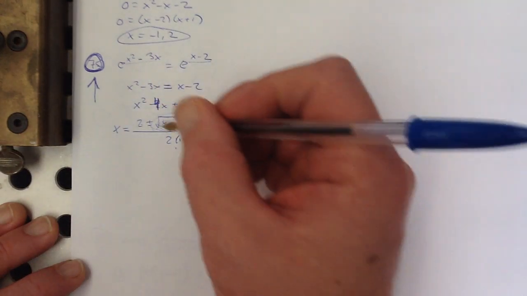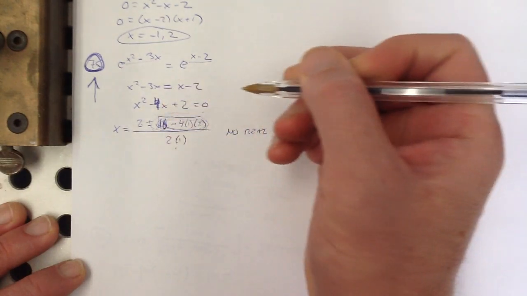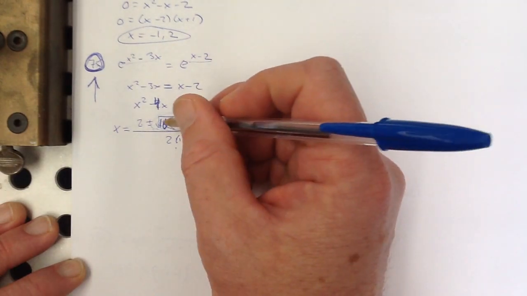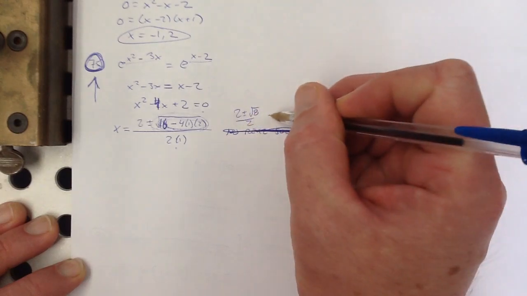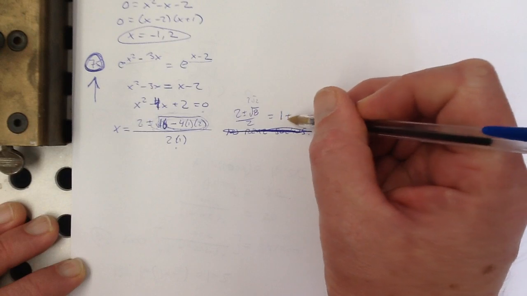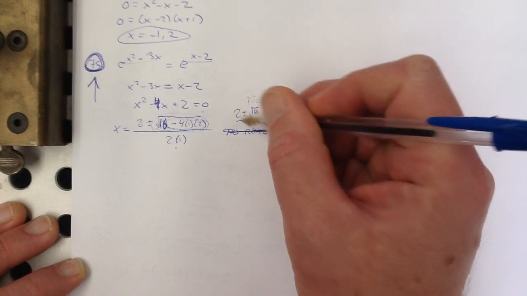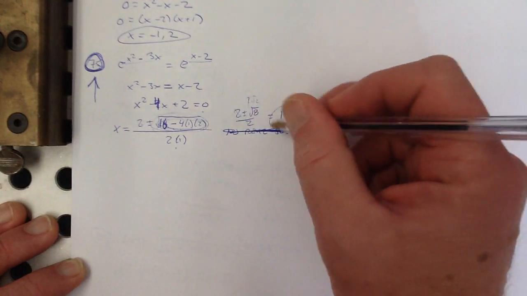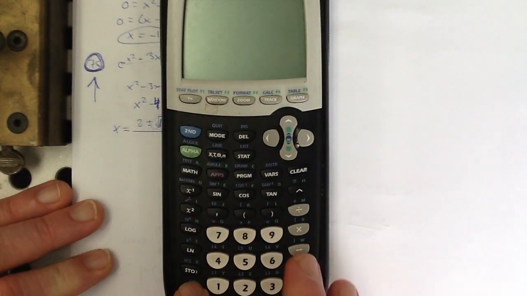So that makes this 16, and that makes this 2 plus or minus the square root of 8 all over 2. That's 2 root 2, so that's 1 plus or minus the square root of 2, because I can divide both of those by 2. Okay, so there's the solutions, and that should match up.